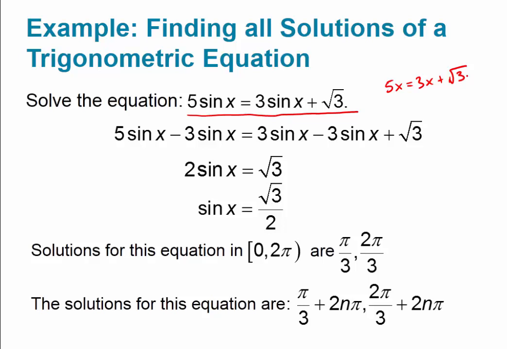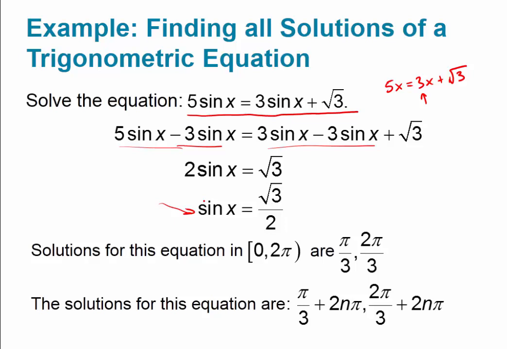So what we want to do is isolate, in this case, the sine of x, just like over here we would want to isolate x. First thing we're going to do, you can see I'm subtracting 3 sine of x from both sides to get all my variable terms to one side. When we do that, we'll have 2 sine of x equals the square root of 3, and then divide both sides by 2. And we see that the sine of x now is equal to the square root of 3 over 2.